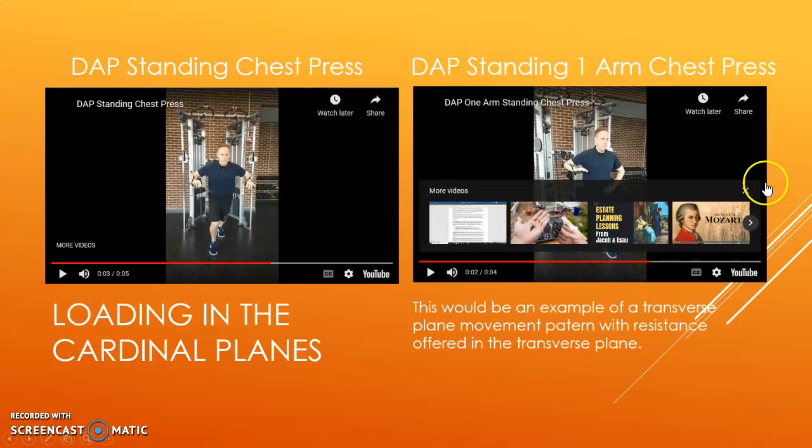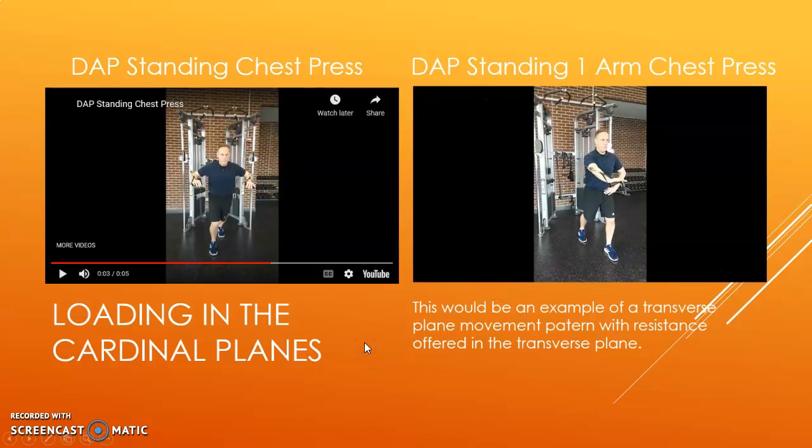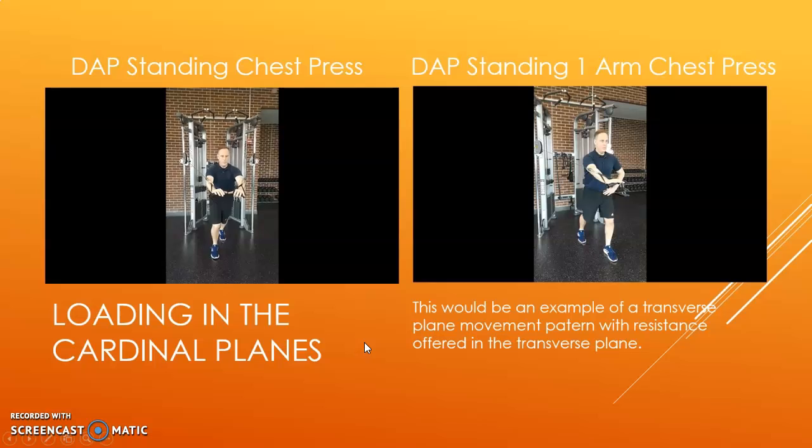The big difference is because you're asymmetrical versus symmetrical, loading happens across the body, across the kinetic chain to make this happen and keep the shoulders square and not allow the torso to rotate. So in this example, you're doing an exercise and that exercise itself is in a particular plane of movement and the resistance is being offered in the same plane of movement.